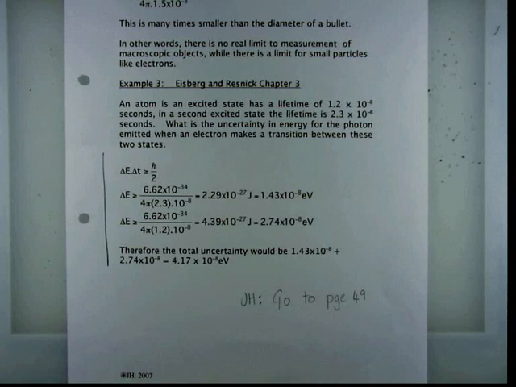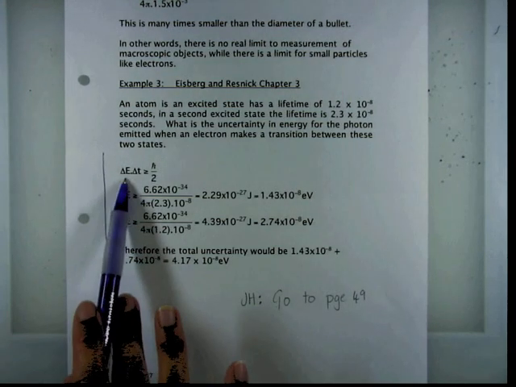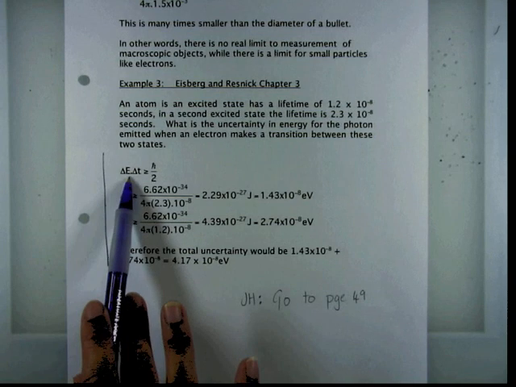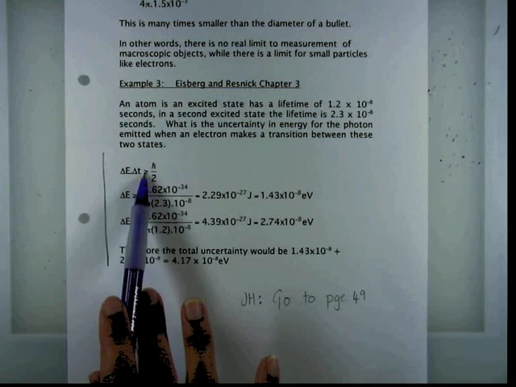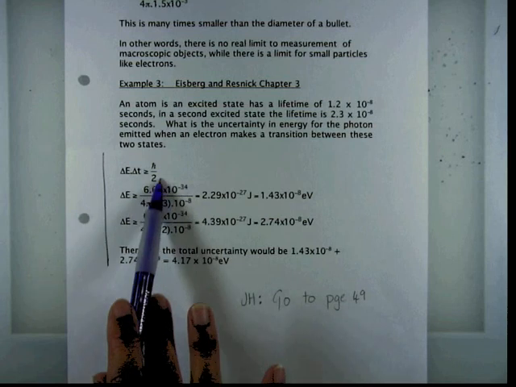This is just using the other of Heisenberg's uncertainty principle, which I usually forget to do. But the other one of his relationships is delta E, that is the uncertainty in energy, times the uncertainty in time, is greater than or equal to h bar over 2.